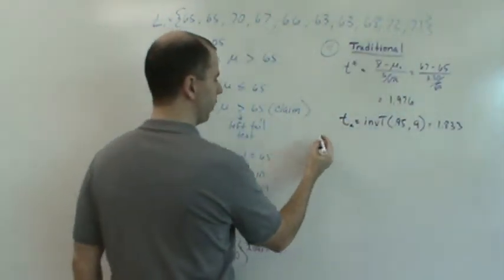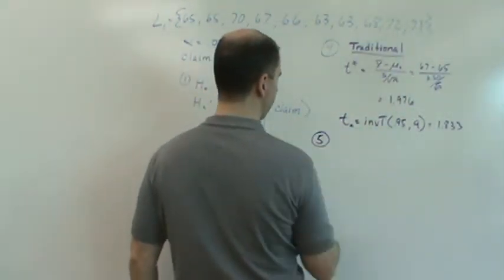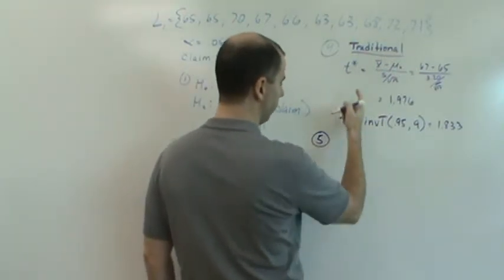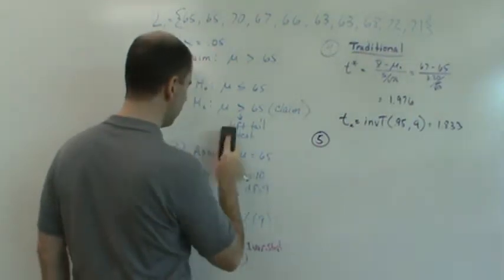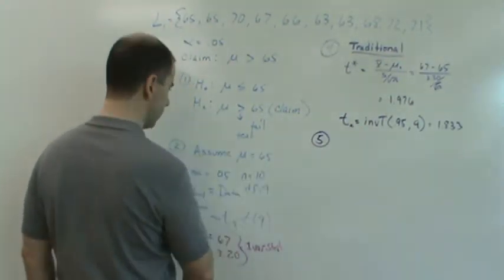So that's step 4. Now step 5, what am I going to do? I'm going to compare. It's a right-tailed test. Oops, I put left tail. It's a right tail. Duh. It's a right-tailed test.